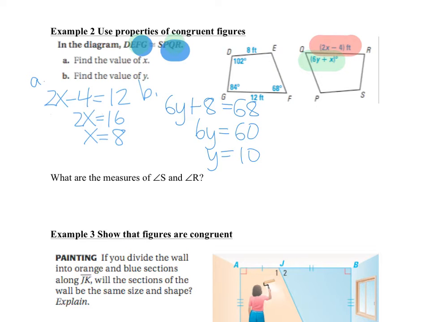To answer these follow-up questions, what are the measures of S and R? Well, S corresponds to D, so it should be the same as D, which it says is 102. And R corresponds to G.